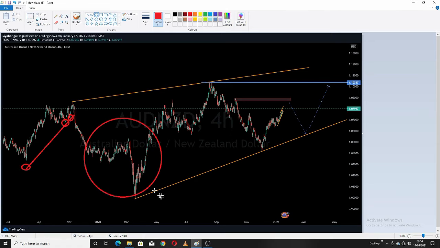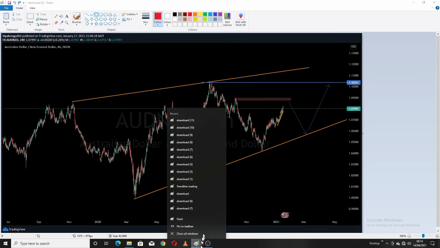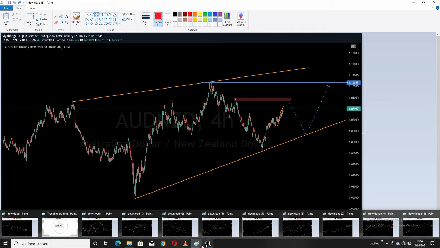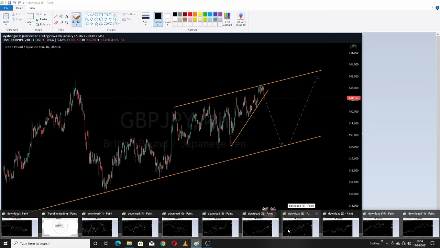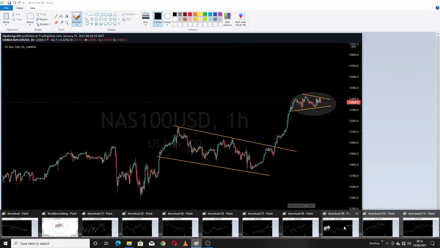So if you had drawn this line and then sold after it broke, you would have made a lot of nice pips. So I believe now that you understand that we need at least 2 points for us to be able to draw a trend line.